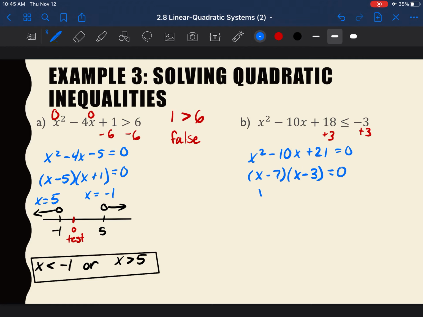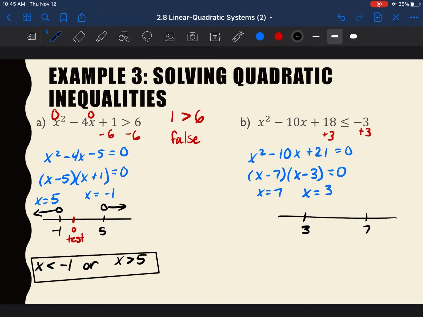So you get the solutions x equals 7 and x equals 3. So now we have our solutions on a number line. Here it would be 3 and 7. You have to choose a test value in between these two numbers.